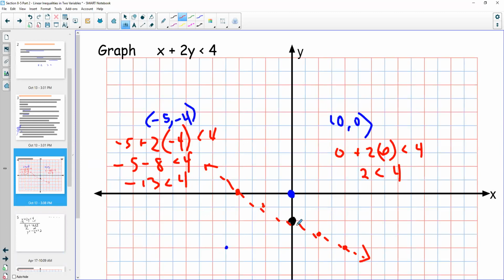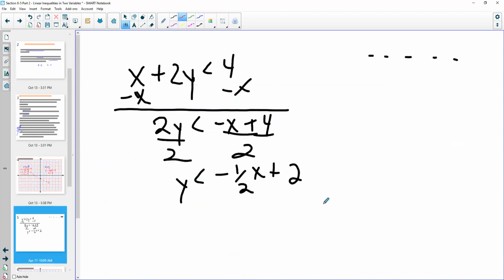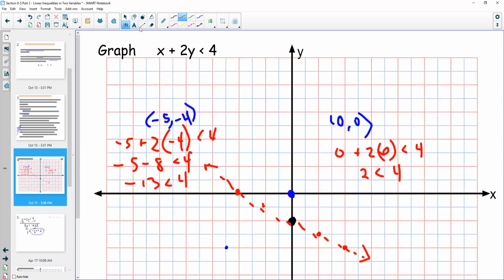Oh, I know what's wrong. My line is in the wrong spot because it was a positive 2 for my y-intercept. Maybe this wasn't the day to be recording this. Holy mackerel. And you can see, even when we're all trying to do just perfectly, everybody's brain makes mistakes.